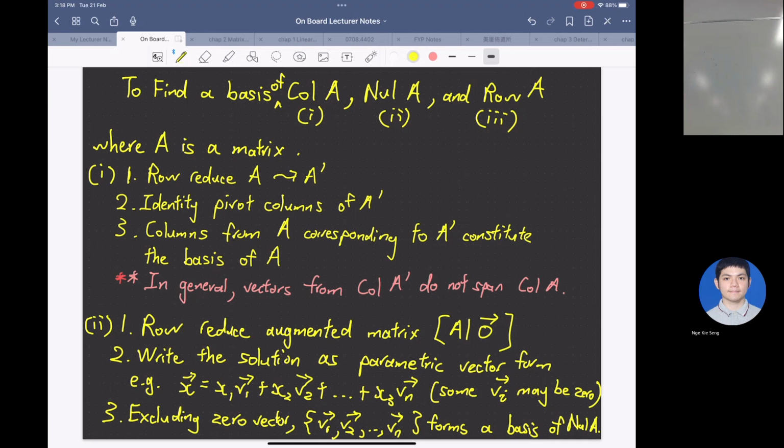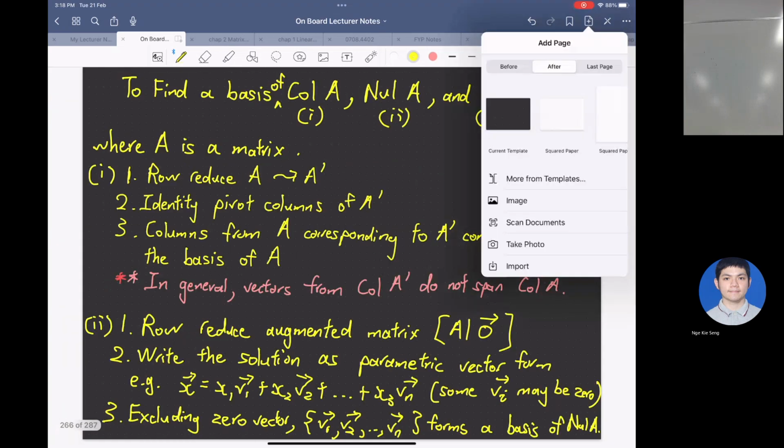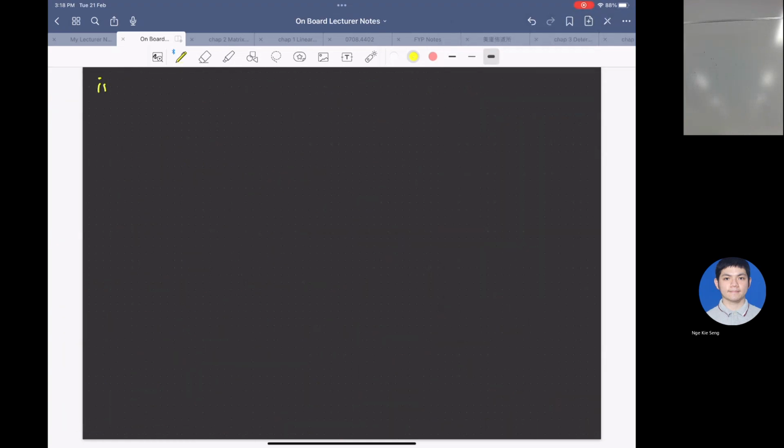Next, row A. How about row A? Row A is really similar to finding col A, and it's the simplest one among all. So first you row reduce your A again.